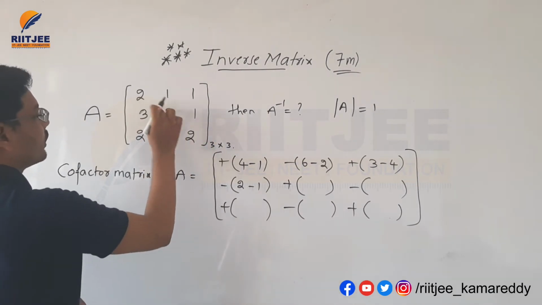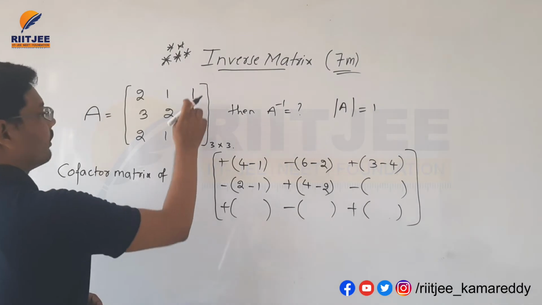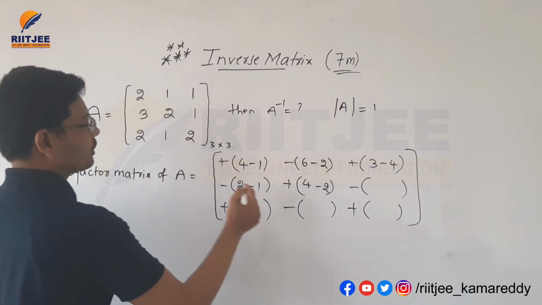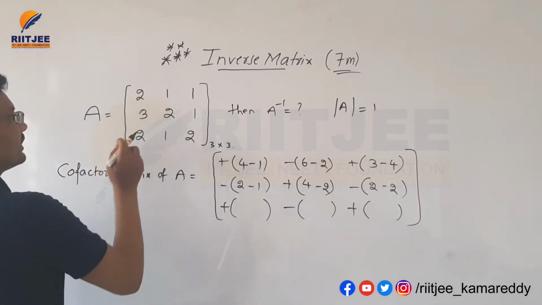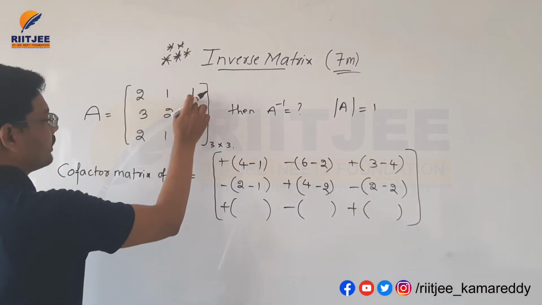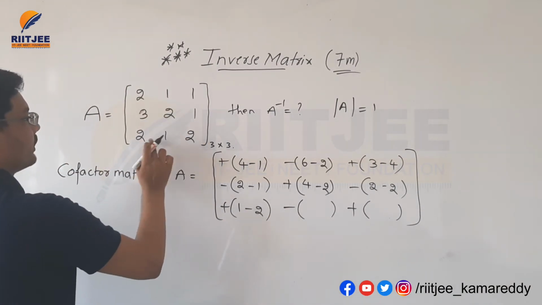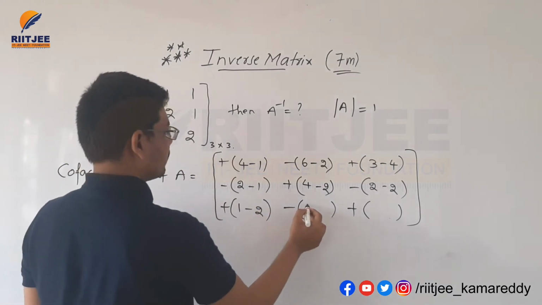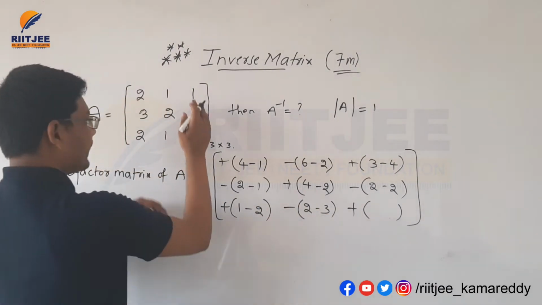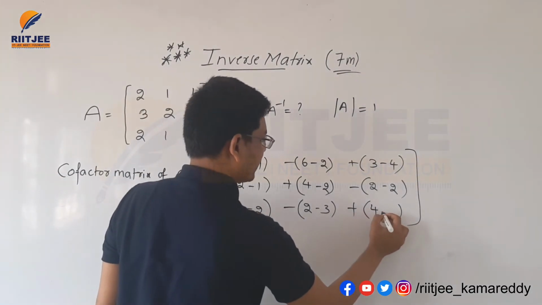Next, for 2 2, it is 4 minus 2, 4 minus 2, and for 1 2, it is 2 minus 2, 2 minus 2. For 2 1, it is 1 into 1, 2 into 2, 1 minus 2 here. For 1 2, it is 1 into 2 minus 1 into 3, 2 minus 3, and the final element, this is 2 2, it is 4, 1 into 3, 3, 4 minus 3.